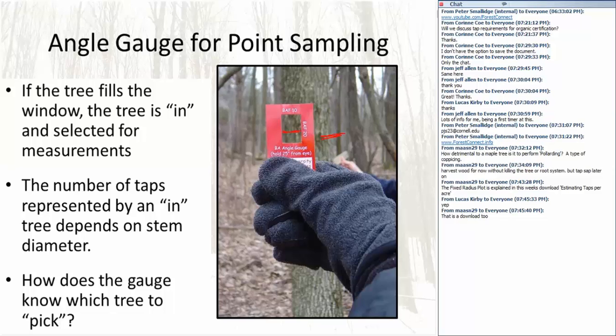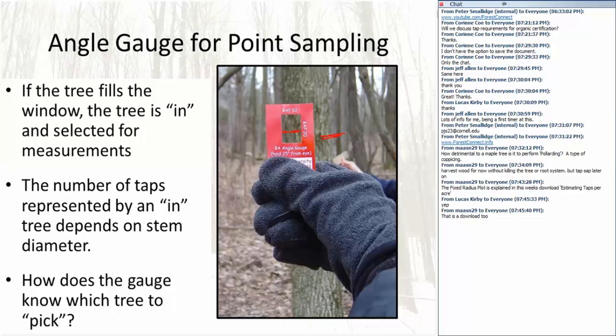So you can imagine a big tree is going to be more likely to fill the window than a small tree. Because of that, well, I'm getting ahead of myself. So the number of trees is represented by an "in" tree, and it depends upon the stem diameter. With the plot sampling, every tree represented 20 trees, or whatever the plot multiplier was.